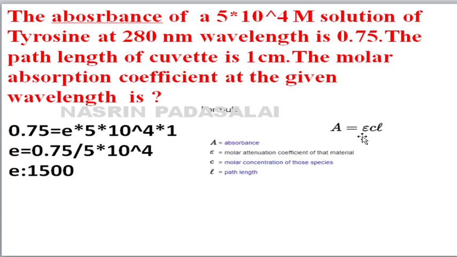So this is the formula: A is equal to epsilon C l. A is absorbance, epsilon is the molar absorption coefficient, C is the molar concentration, and l is the path length. First you need to apply all the values. Absorbance is 0.75, concentration is 5 into 10 to the power of minus 4, and the length is 1 centimeter. After applying and rearranging, the molar absorption coefficient is 1500. Okay, so you need to round up.